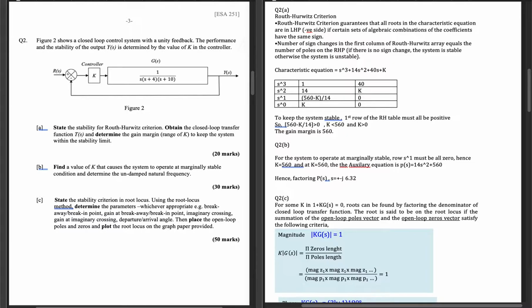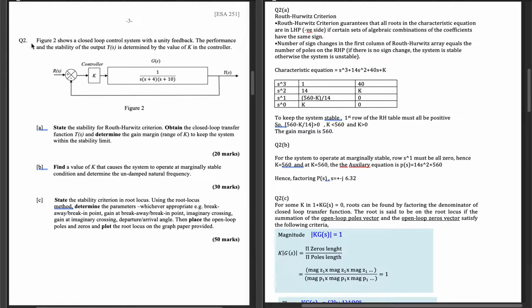Guys, I hope you have gone through my lectures 18 to 21. Today we are going to do some tutorial for that particular topic. This tutorial covers the RH criterion and also the Root Locus topic. It's about how to determine the stability of systems. This is a past exam question.